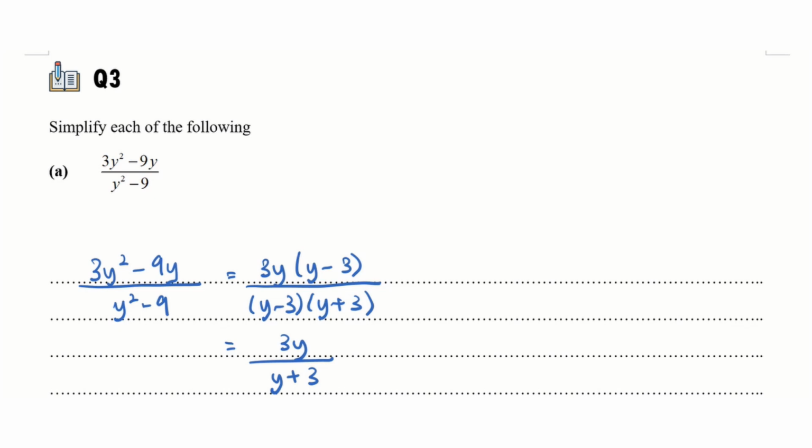Next, in question 3a, we would like to simplify 3y squared minus 9y over y squared minus 9. So we have to do factorization in both the numerator and denominator. In the numerator, what we will do is extract the common factor. In both 3y squared and 9y, we can extract out the common factor of 3y.